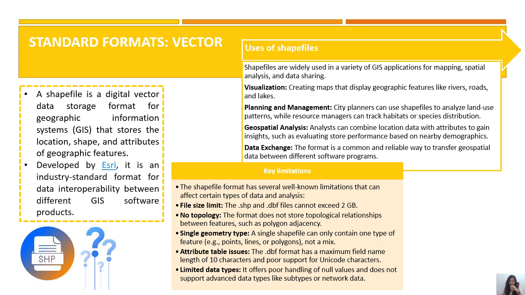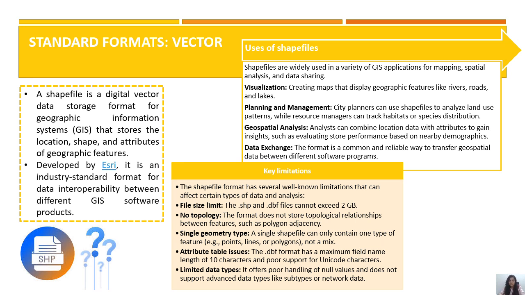Next is topology. This format does not have a topological relationship between features, such as in polygons, whatever you are going to do with that. Next, it has a single geometry type. For example, it contains only one feature type: you can only save polygons, or lines, or points. Sometimes we need a district boundary map and also need to locate certain places. You cannot save the whole set of features as a single shapefile. So it has this one constraint.